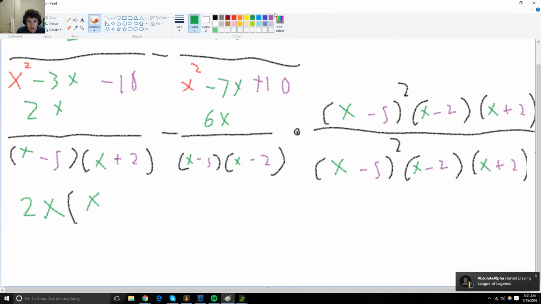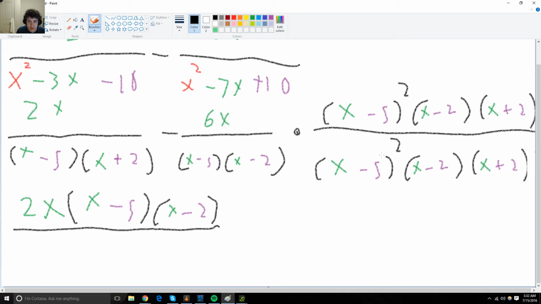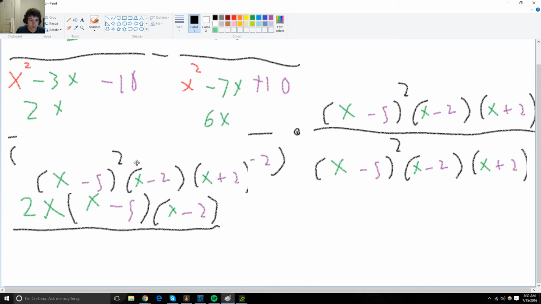X -5, and it is not squared because we have one in the denominator that we're going to cancel it with later. And then we have a +2, so we're not going to include that because those just cancel out. And then we have x minus 2. And that is our numerator. Over, I believe I can just... can I? Yes, I can. So it's just going to be over that again.